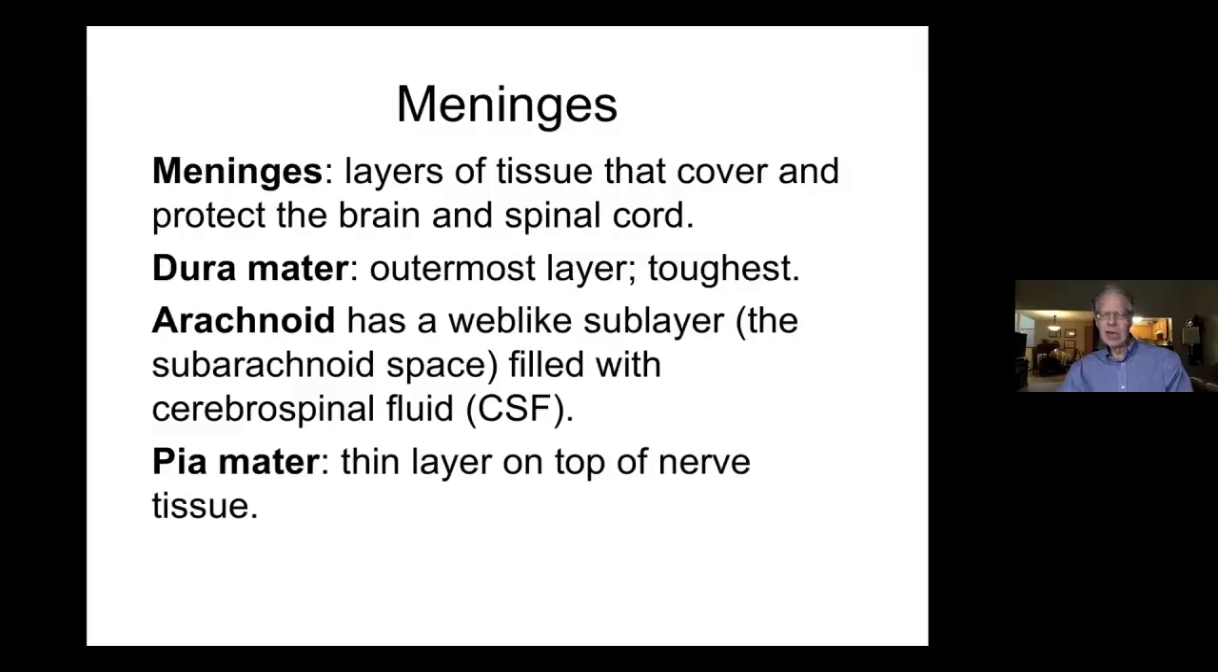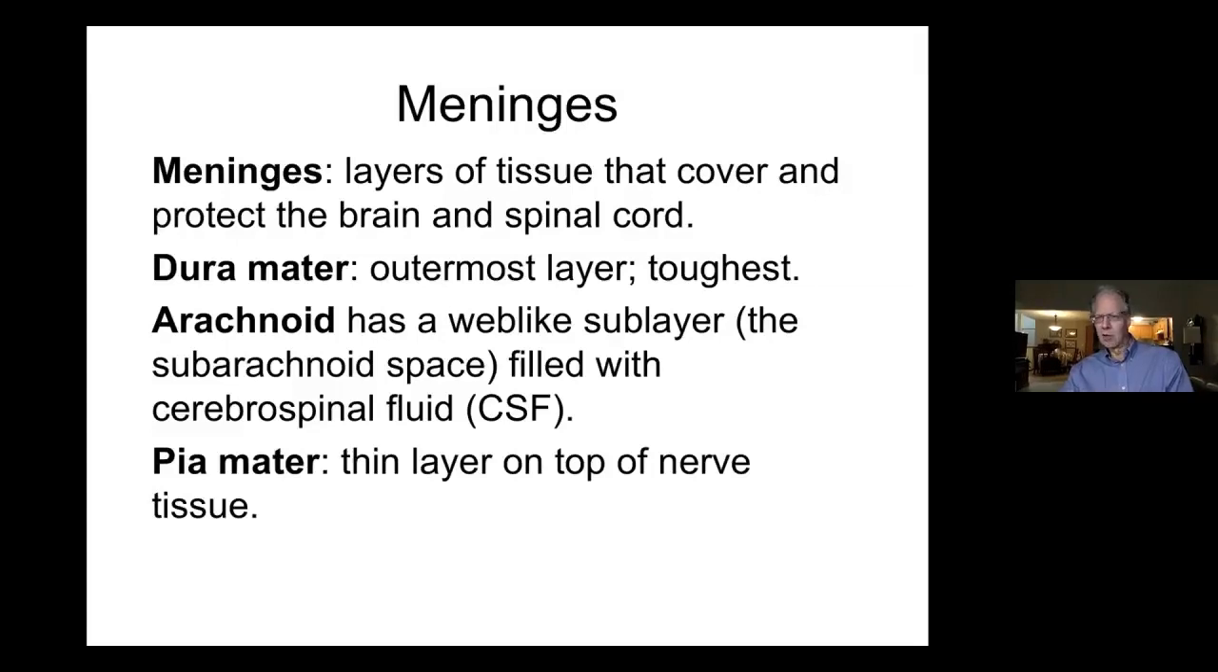The arachnoid is the next innermost layer, and it has the subarachnoid space or intrathecal area that's filled with cerebrospinal fluid. And finally, there's the pia mater. This is a thin layer that completely covers your brain and spinal cord. It's very thin and clear. It's like a covering of saran wrap all around your brain and spinal cord.